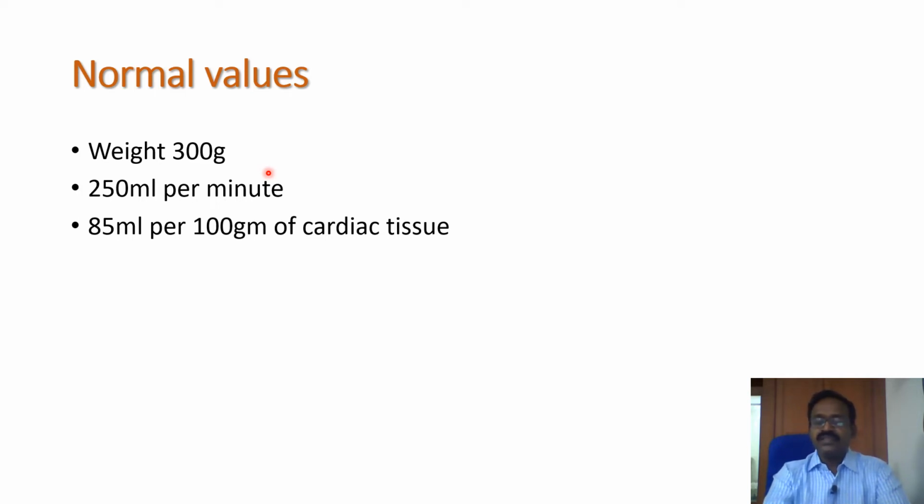So it is the second organ that receives the most blood supply. The first organ is the kidney. It has a high oxygen consumption, which is 9.2 ml per 100 gram of tissue per minute.